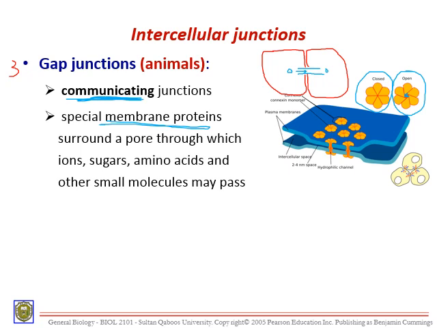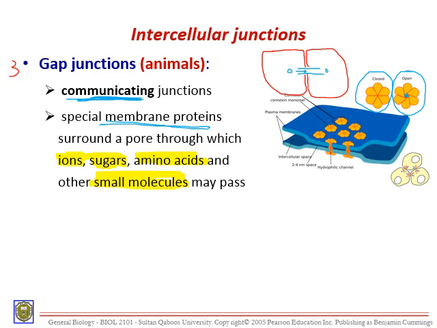Okay, but molecules that can pass through these membrane proteins have to be small molecules. They can't exchange large molecules. Only small molecules can be exchanged, such as ions, sugars, amino acids, and other small molecules can pass through the membrane proteins of the gap junction.